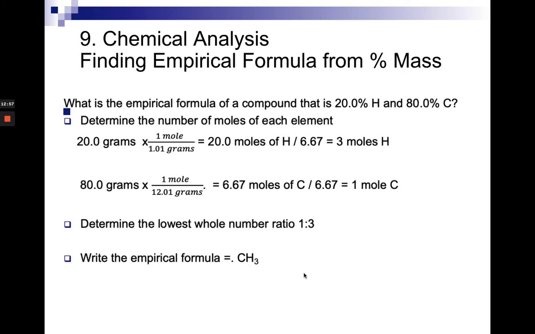Now you're going to get plenty more practice on this, have some more problems, and we're going to do some more examples in class. But these are really important chemical analysis problems that chemists use every day as they are identifying unknowns out in the field.